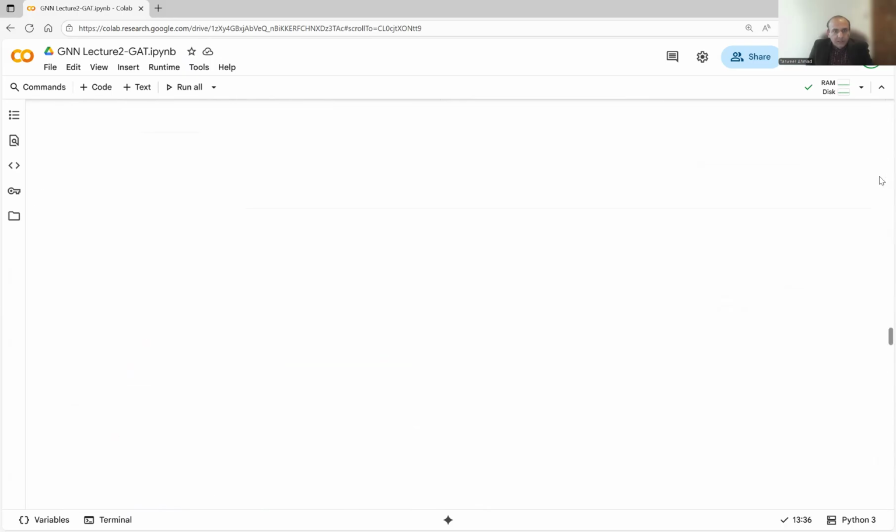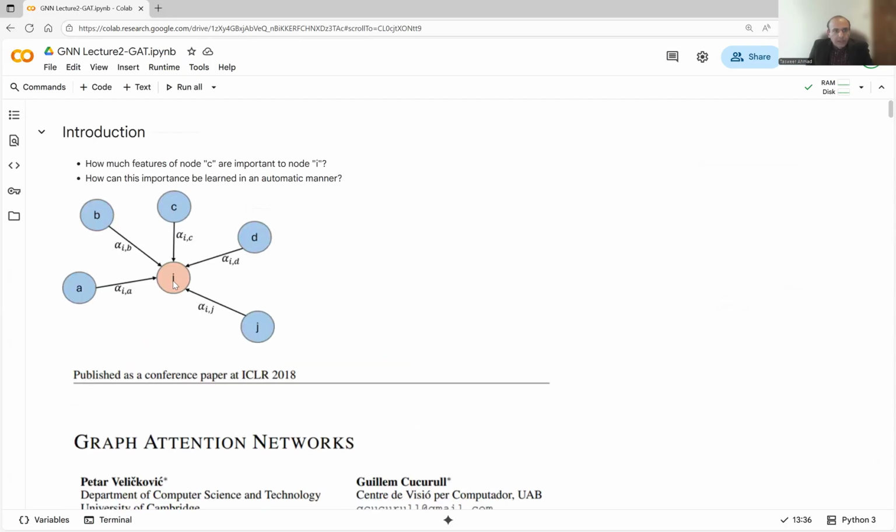Basically, this graph attention computes the importance of the neighborhood nodes that are important for a node i. So in this way it works, and we discussed the basic idea, its conceptualization, and a PyTorch implementation.